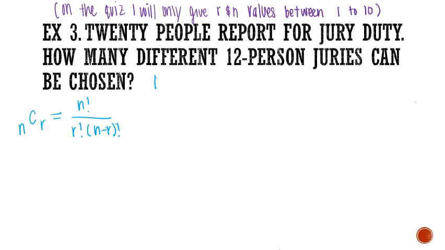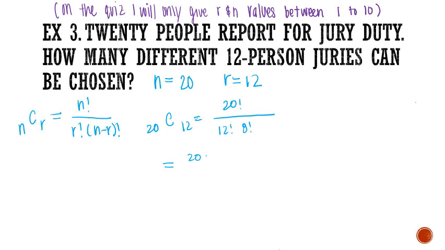Okay, and so N again is the total number of people. So that's 20 people that we could choose from, and we want to choose 12. So that's going to be 20 choose 12. Okay, so it's going to be 20 factorial over 12 factorial, and then 20 minus 12, which is 8 factorial.